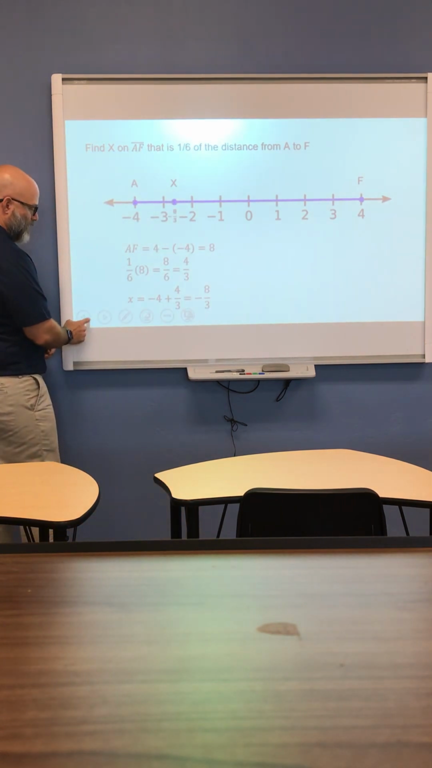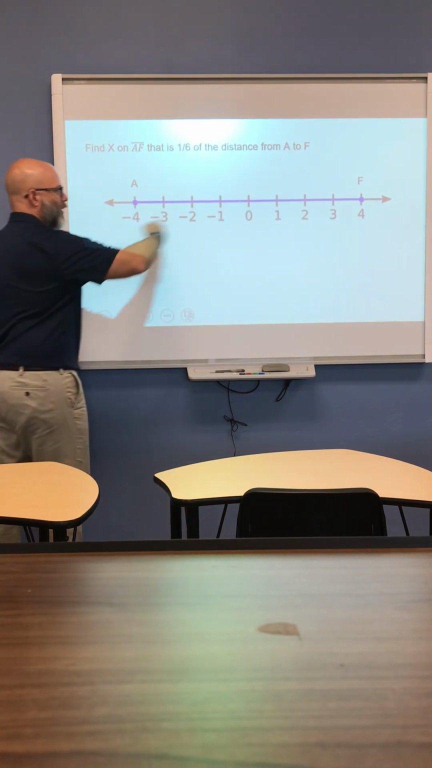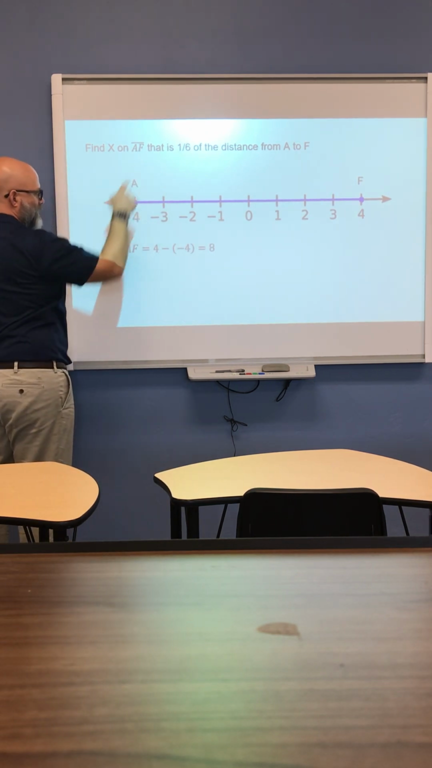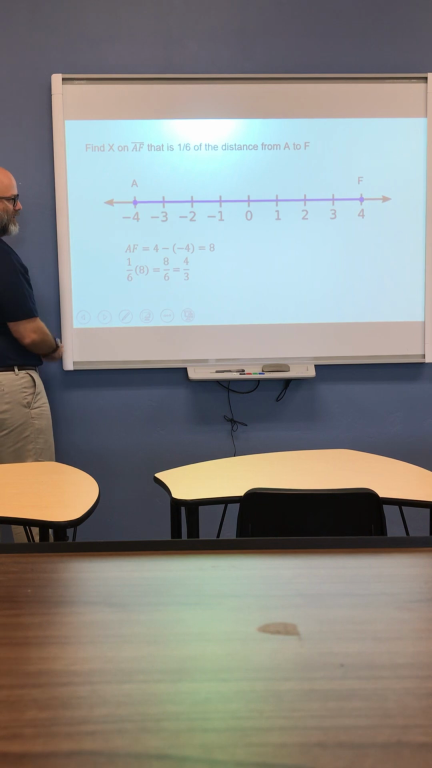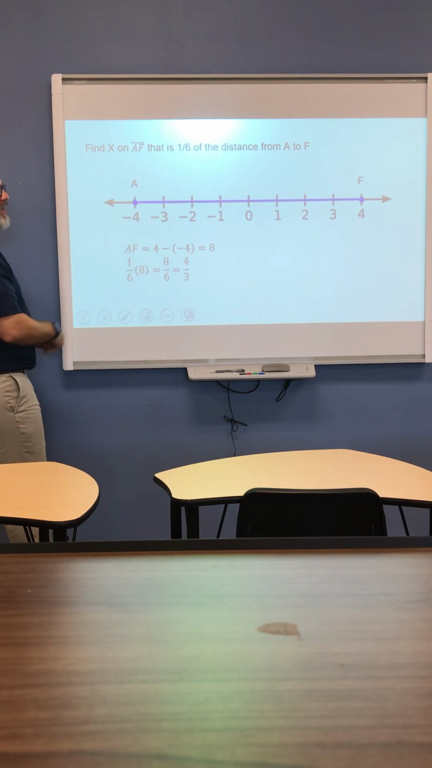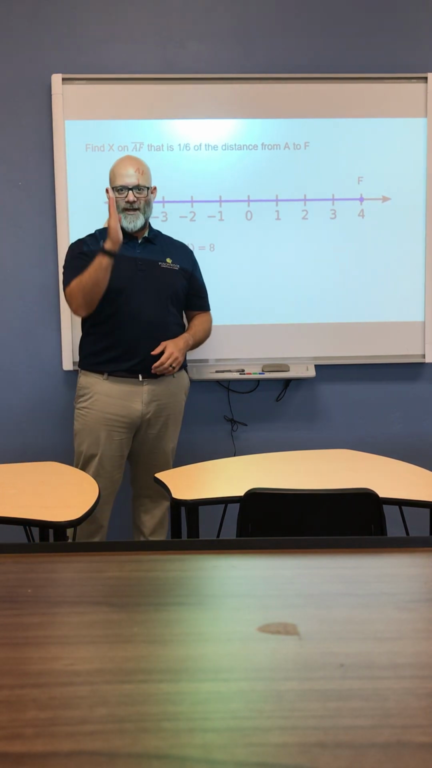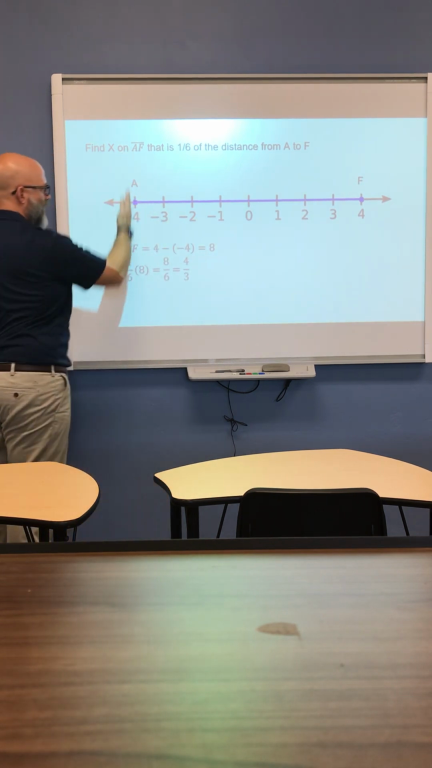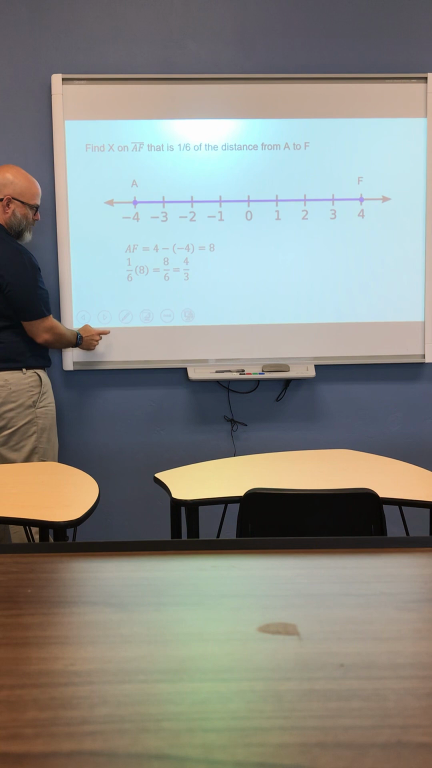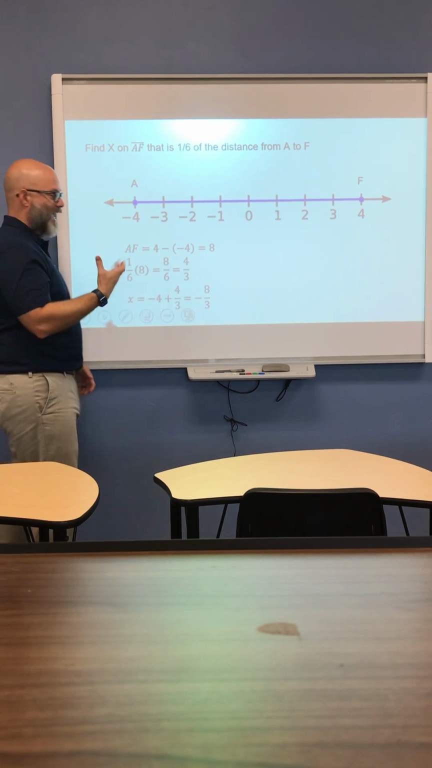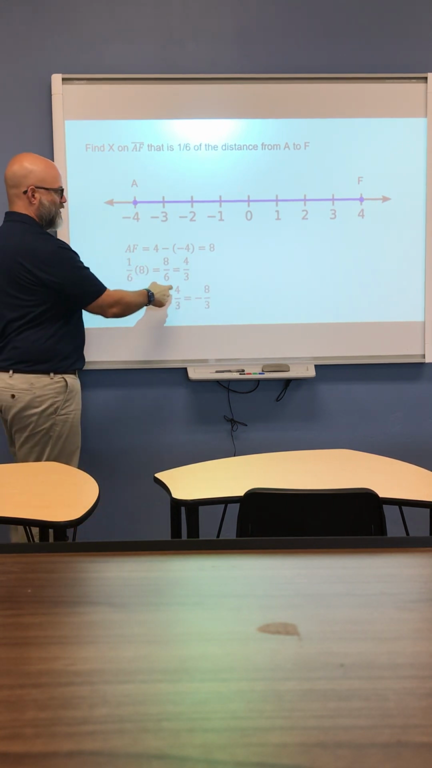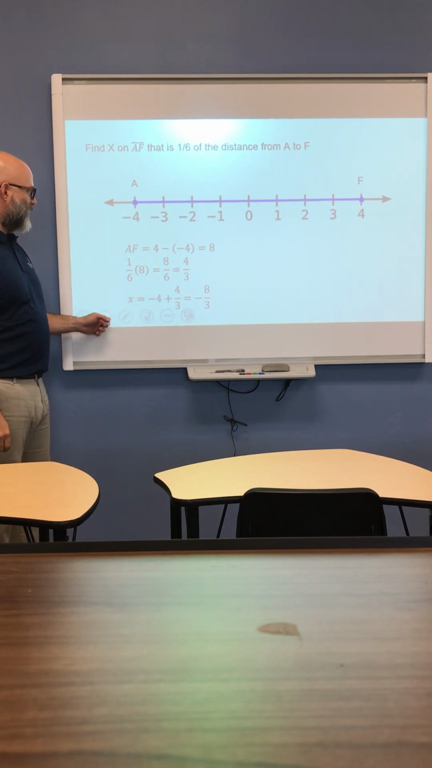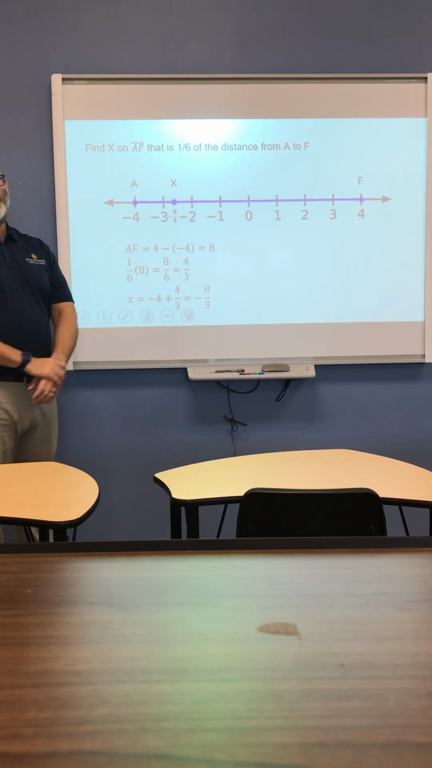Let me just repeat what's going on here. First, you get the whole length AF, right minus left. Then you want only 1/6 that length, so you multiply times 1/6, and you get 4/3. But that distance isn't enough. I need a starting point to add the distance to get my ending point. My starting point is A, which is x equals -4. Then I'm gonna add this little bit of distance, which is 4/3, and I get -8/3. That then is the location of my ending point, x.